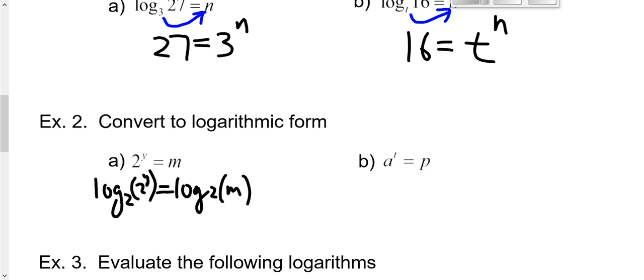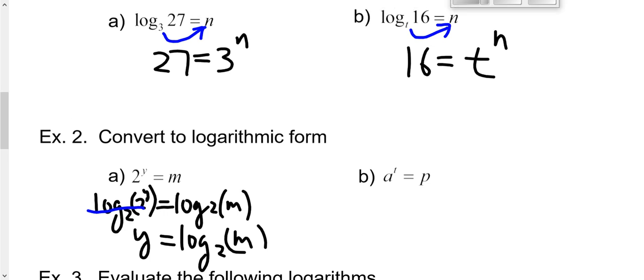As I told you guys before, using something you'll learn in the future, the base of the log and the base of the exponent, they're the same, so that cancel out. What do we end up with? Left hand side just y, and then right hand side there's nothing we can do. Log base 2 of m. Isn't this what we had before? Okay, now try b here.